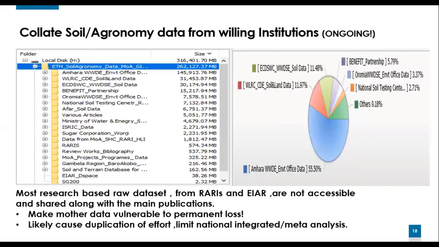So far, we have collated voluminous soil and agronomic data from various data hosting institutions, mainly survey-based soil and agronomic data, but most research-based data from the National Agricultural Research System are not accessible, including the raw datasets.